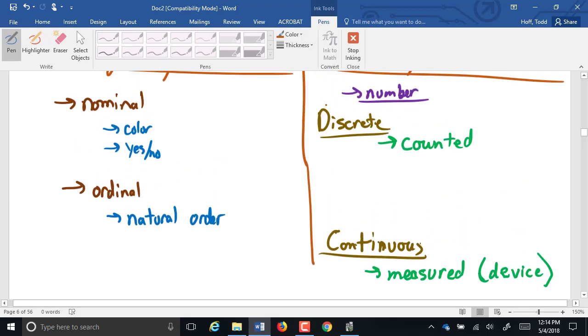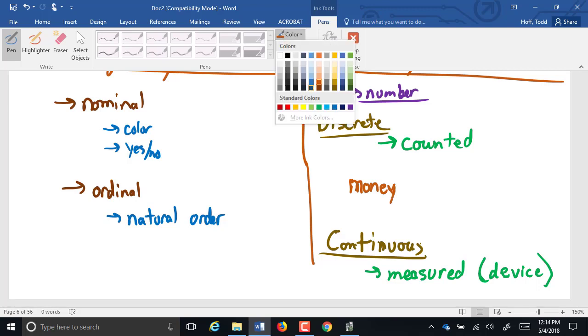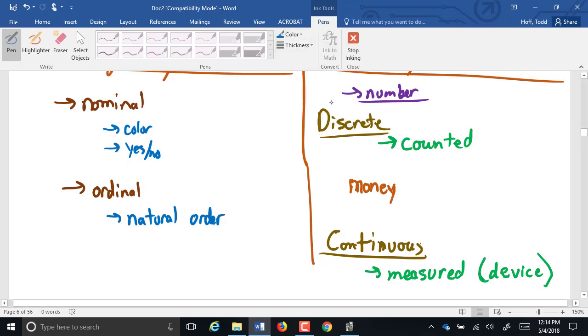Now, some are kind of a gray area. One that always comes up is money. Is money discrete or continuous? Well, if you assume that you're going to be rounding to the nearest penny, it can be counted. Money is discrete. It is countable. You can count your pennies.